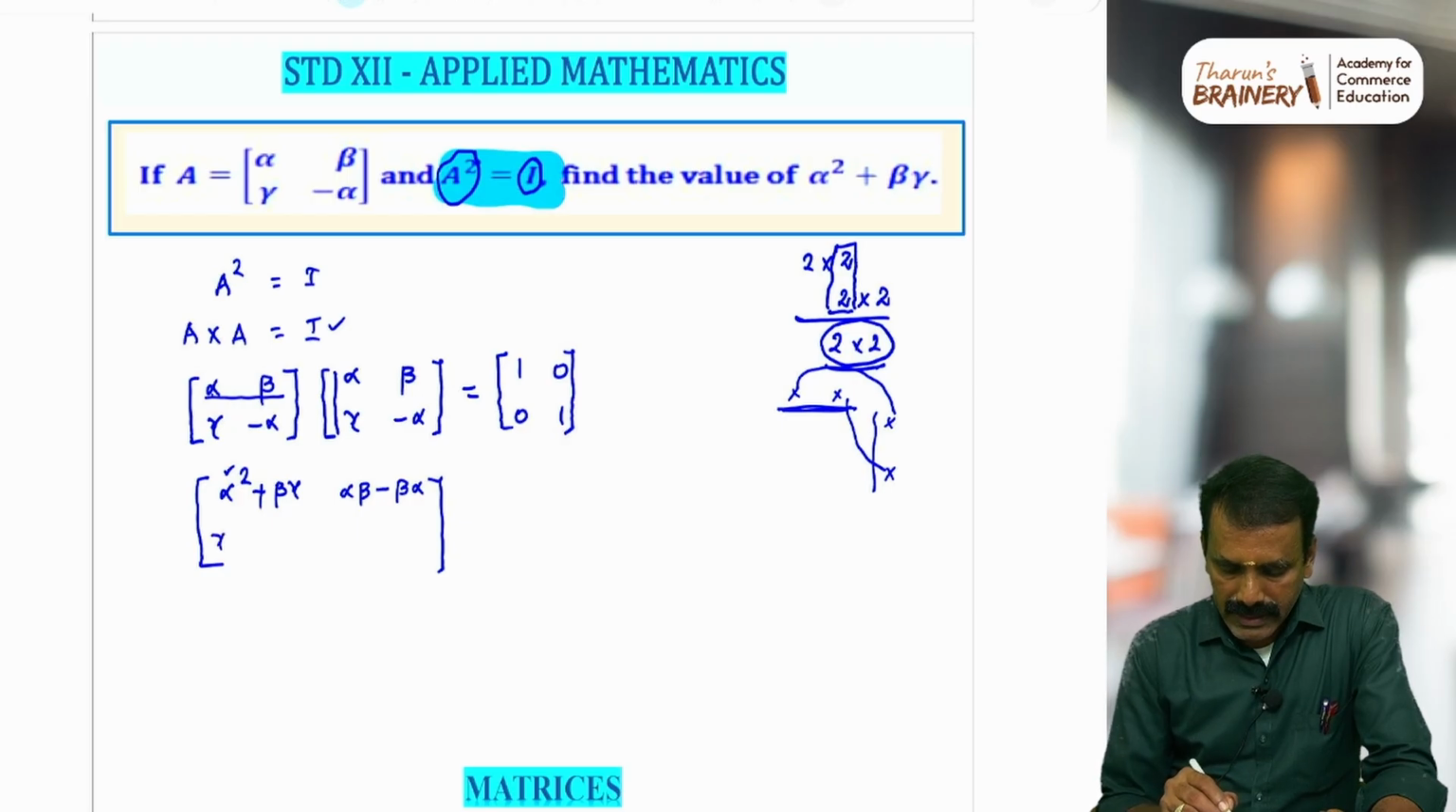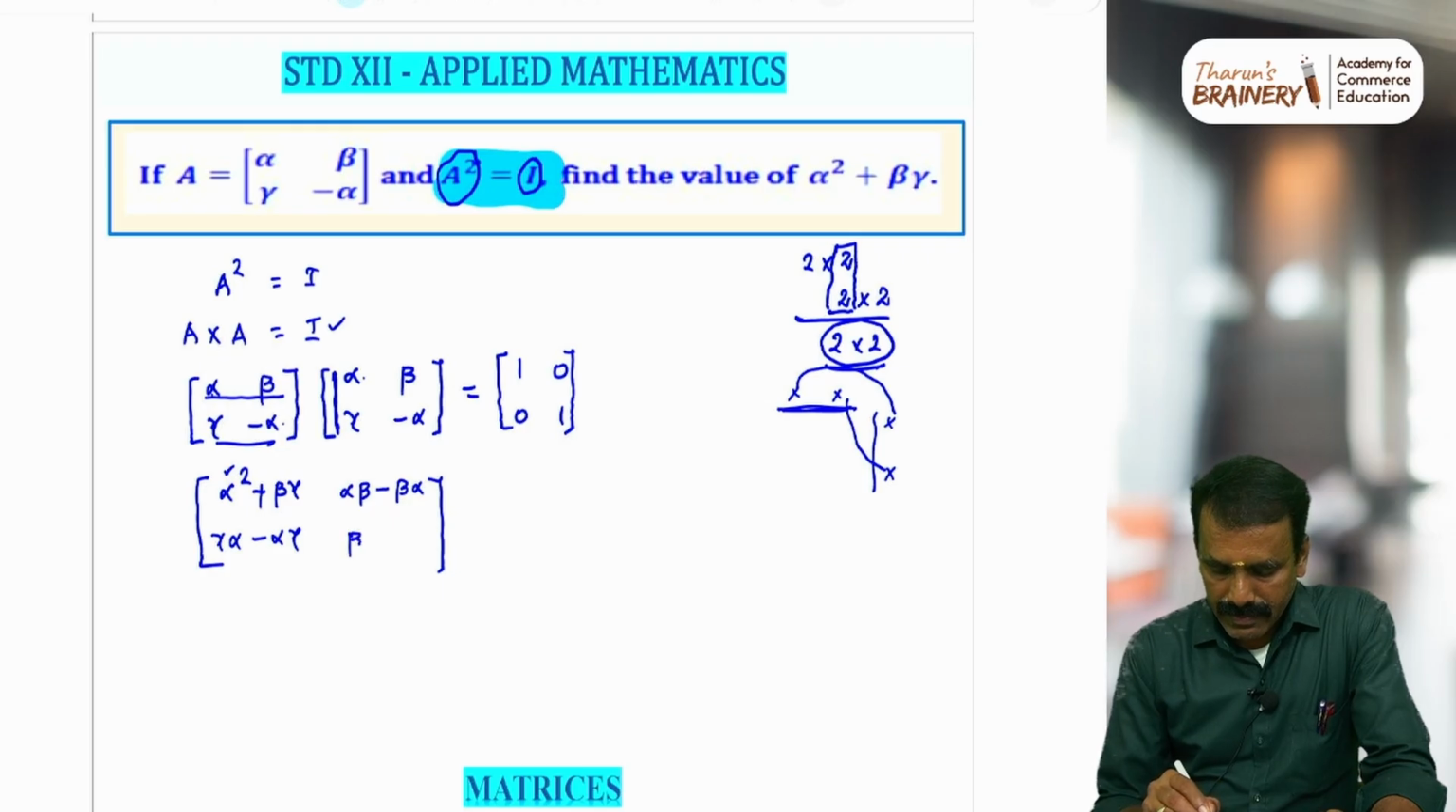Then gamma alpha, second row, first column. Second row multiplied with the first column. Gamma multiplied with alpha, gamma alpha. Again, second element multiplied with the second element, so minus alpha gamma. Then again beta gamma plus alpha square, which is equal to 1 0 0 1.